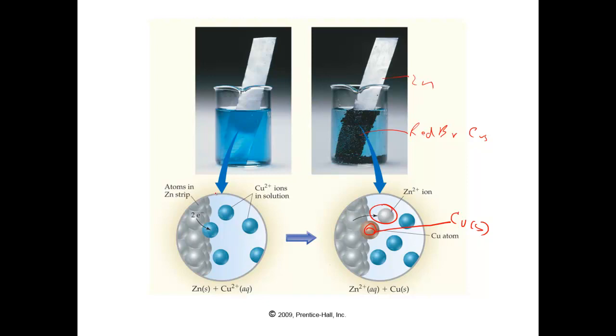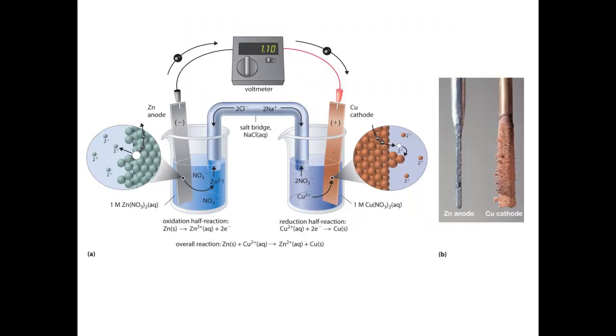So some of the zinc has gone away. This becomes a little bit smaller, and I have plated out these copper atoms onto the strip. Now, what if we could take advantage of this flow of electrons that are leaving the zinc and joining the copper, and harness that flow of electrons to create electricity? Because that's what electricity is, right? It's the flow of electrons.